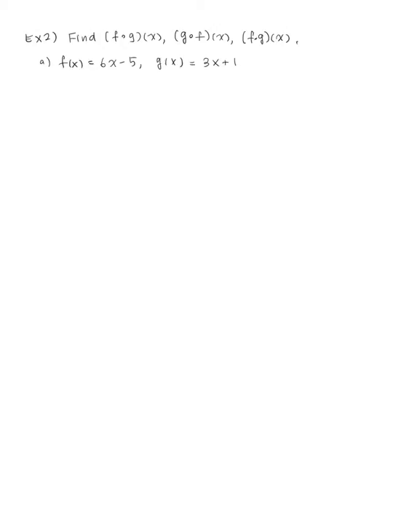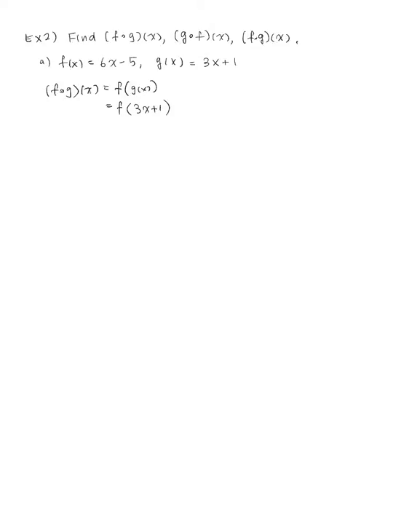So example 2: find f of g of x, then g of f of x, and the last one is f times g of x. Let's first go with A. f of x is 6x minus 5 and g of x is 3x plus 1. Let's first go with f of g of x. Next step, I'm going to replace our g of x with the given function, which is 3x plus 1.